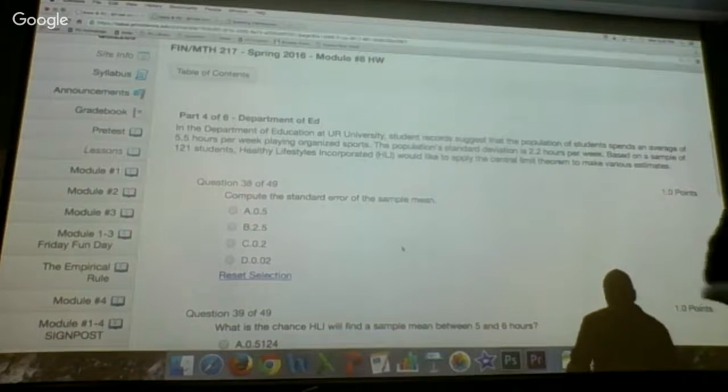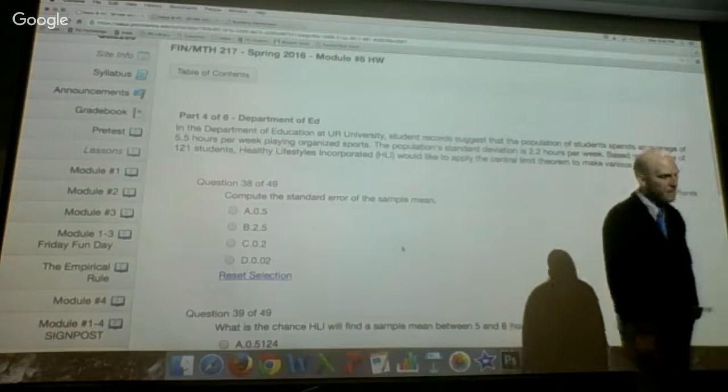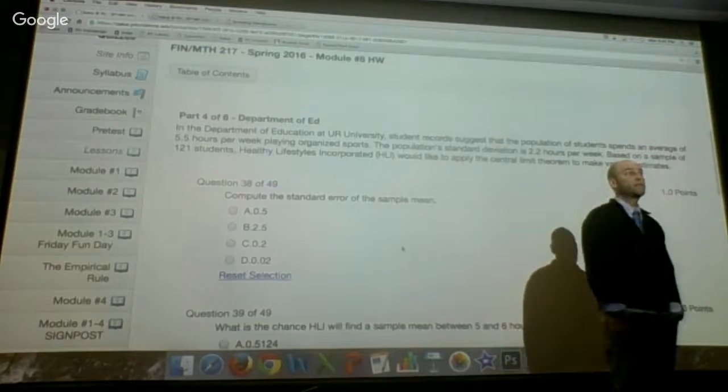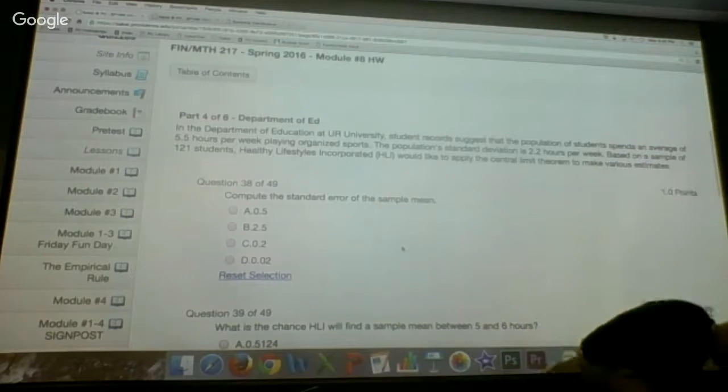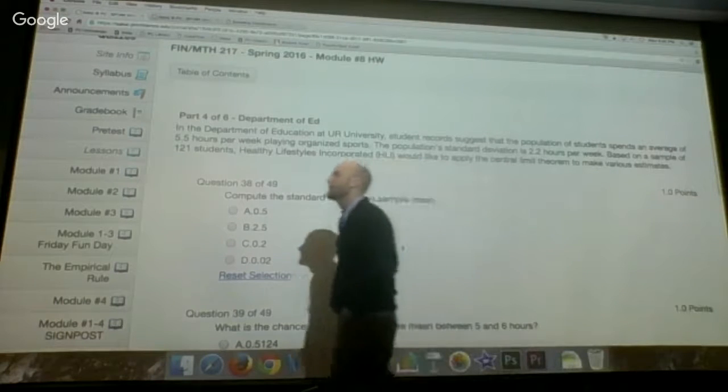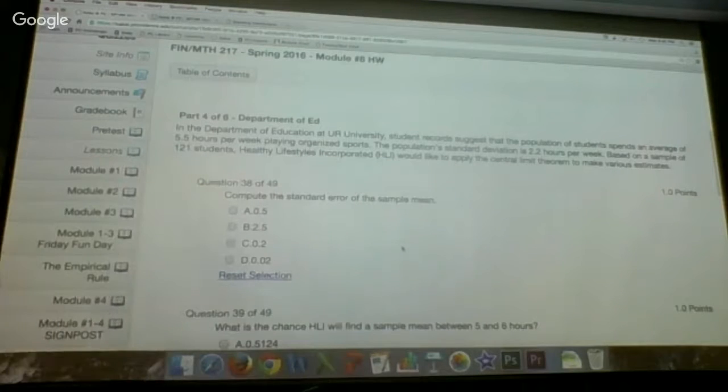Boy, am I happy that they took a sample of 121 students, especially since the standard deviation is 2.2. Standard error is going to be 2.2 divided by the square root of 121, which is 0.2. Now I have a really nice standard error to work with. Once you start getting used to taking standard deviation divided by square root of sample size, you start to see how big meaningful differences are, and you can spot them right away. Standard error of the mean is 0.2.